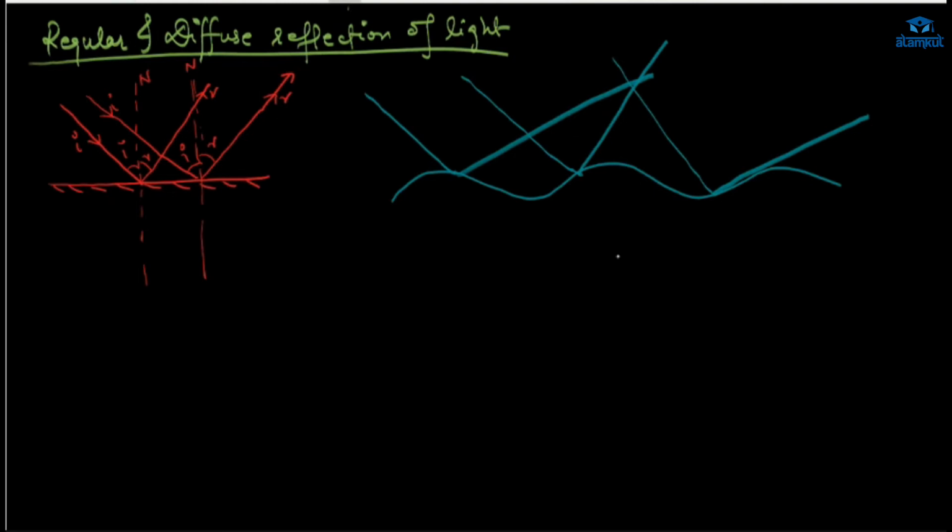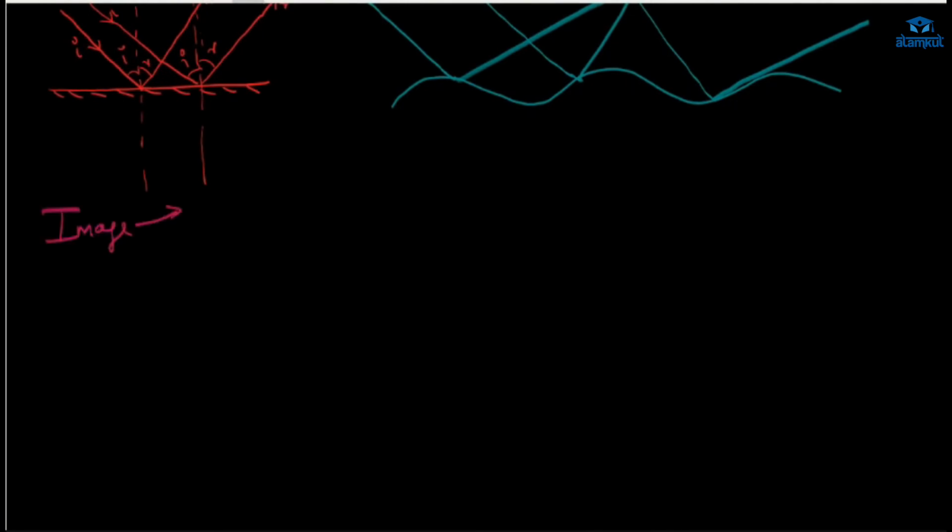Whatever kind of mirror it is, either plane or spherical, it forms an image. Images are of two types. One is real and another is virtual. So what does real mean? How is an image real and how is it virtual?